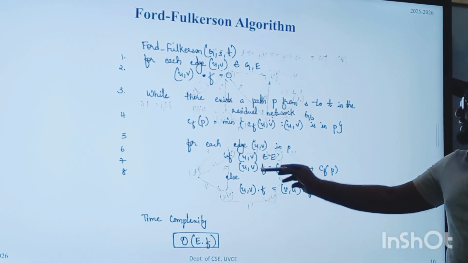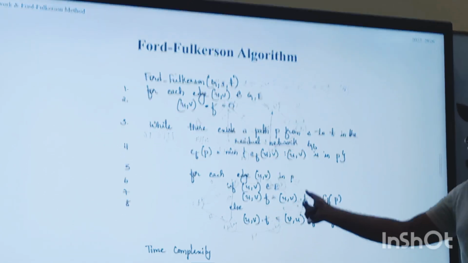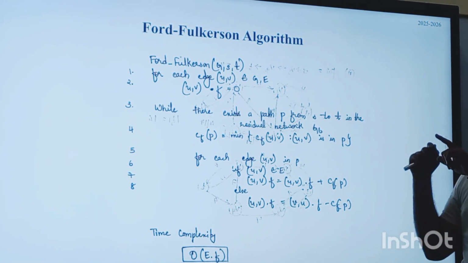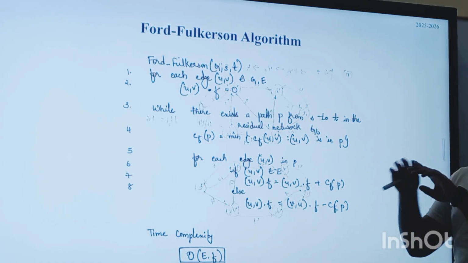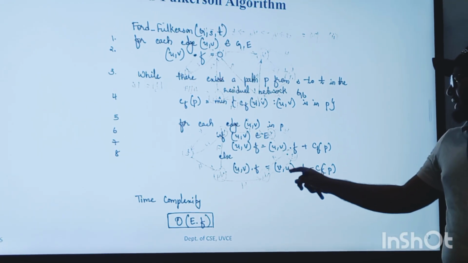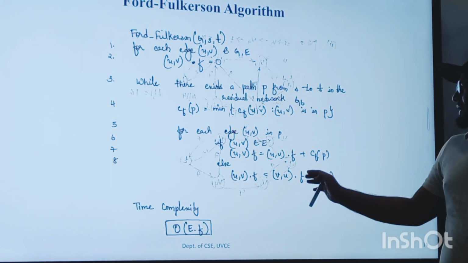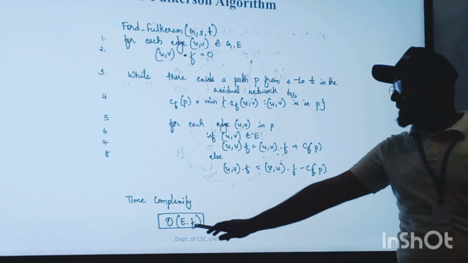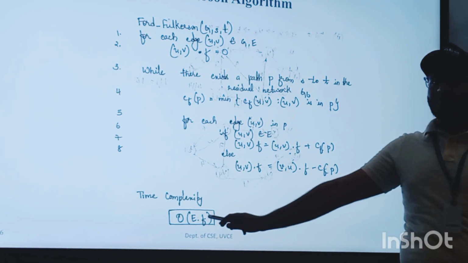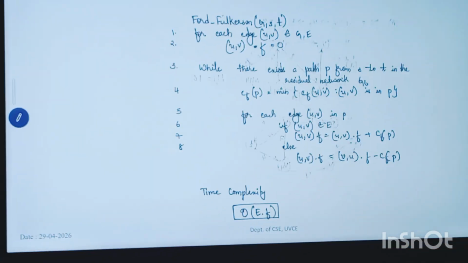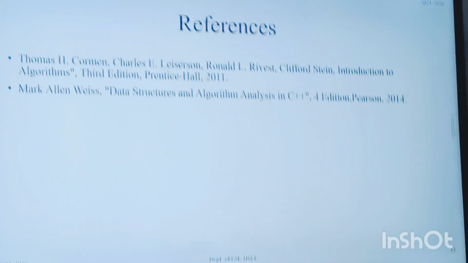Then you are increasing the flow. Whatever you got for the previous value, we add the new value. The first time we had 12, then we got 4, so we add that value to the 4. Otherwise we are subtracting it. This is the algorithm. The time complexity is E into F, where F is the flow and E is the edges. It is not fixed.